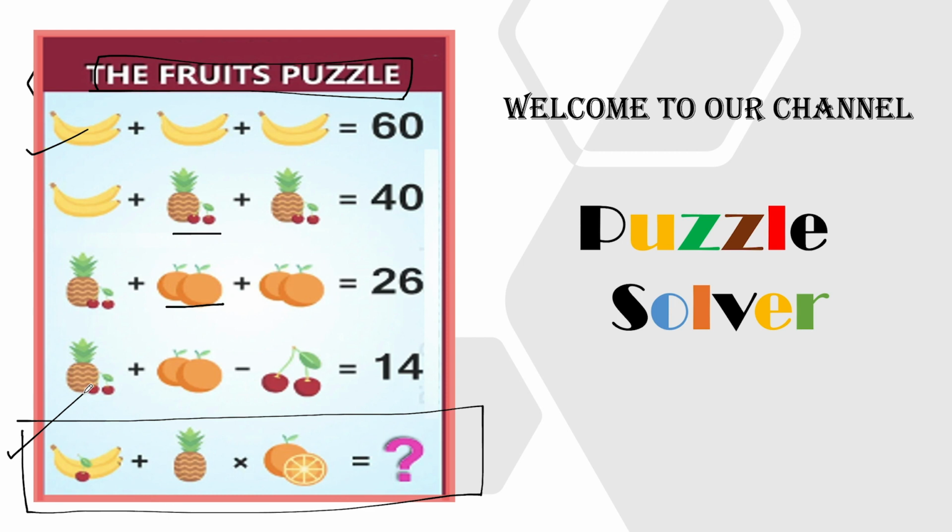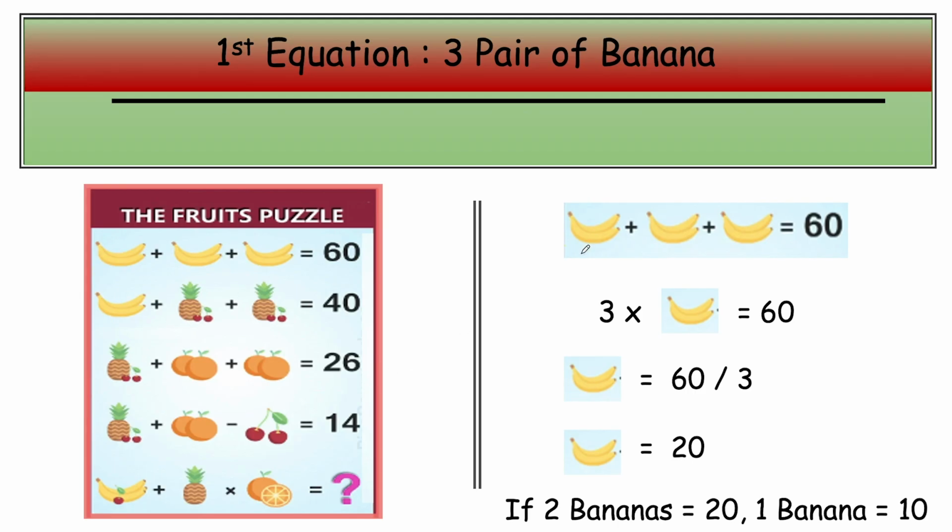Hope you all enjoyed solving this puzzle and got the right answer. Let's jump to the solution and solve the first equation. In the first equation, you can see there are 3 pairs of bananas and their total value is equal to 60. When you solve this equation for the bananas, you will get the final value of the bananas equal to 20. Here, if 2 bananas equal 20, then 1 banana will be equal to 10.